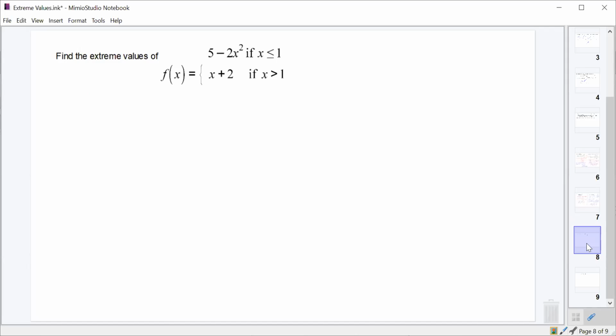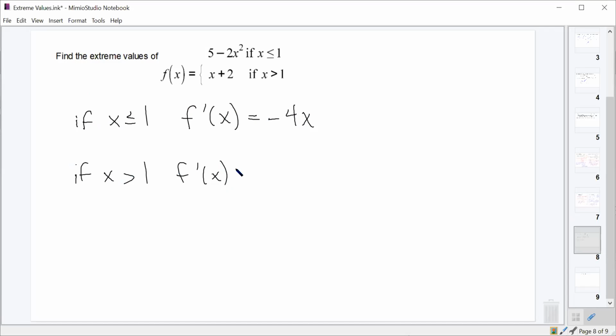Find the derivative. Wonderful. I was going to say the answer is still the same. Still find the derivative, but this time it's a little more complicated because I have two different functions that define f of x for different domain restrictions. So we will say that if x is less than or equal to 1, f prime of x is the derivative of that, which is negative 4x. And if x is greater than 1, what is f prime of x?